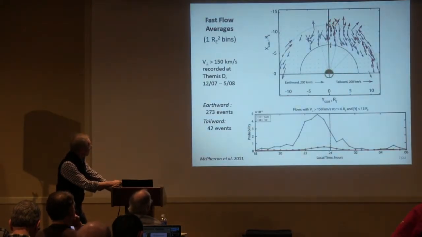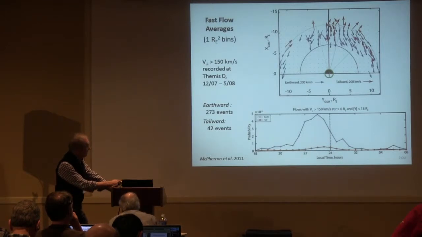From a recent paper by Bob McPherron from THEMIS, going out only to about 10 RE here, blue indicates earthward flows, red indicates tailward flows. Here's the probability distribution as a function of local time, again showing a pre-midnight preponderance of these fast flows.